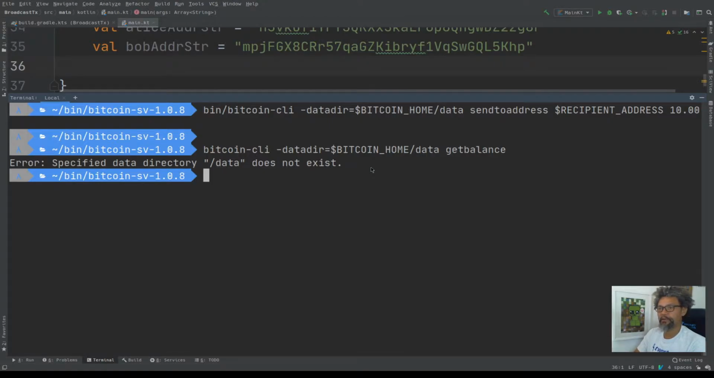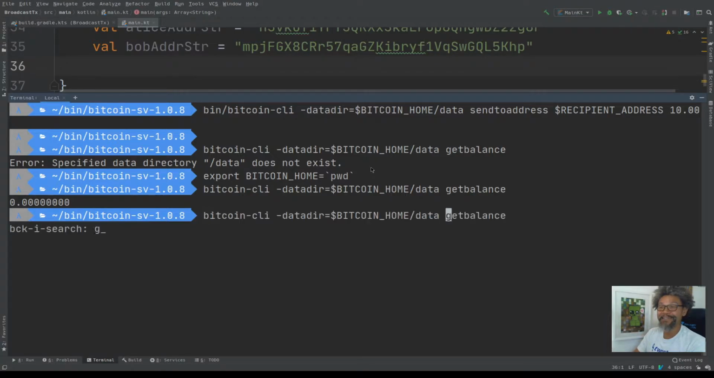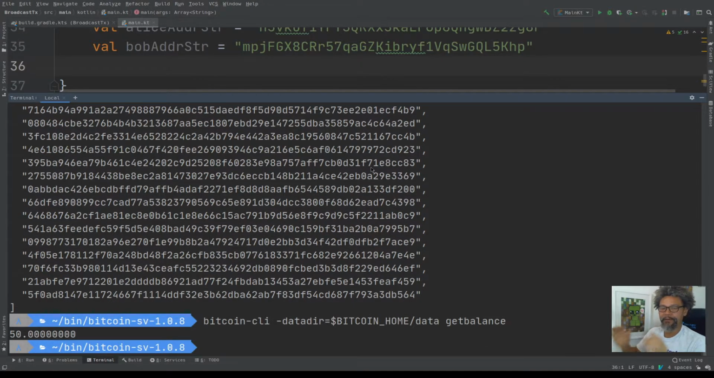Bitcoin home isn't configured. I rebooted my computer last night. Okay, so let's set the Bitcoin home environment variable to be our current working directory, which means that I can then run the Bitcoin daemon and get the balance for my current running wallet, which is now empty. Oh man. Okay, no problem. I will just generate 101 coins as I did before. I've once again got 50. I can now spend from this wallet.